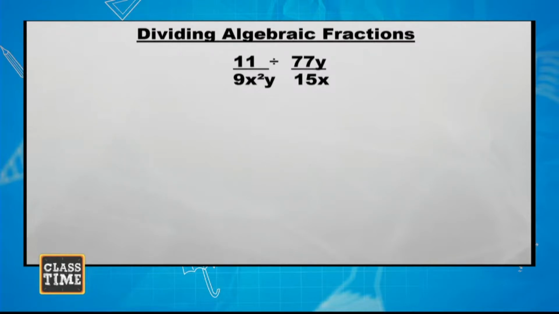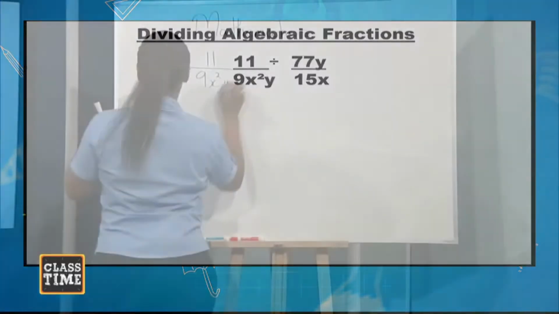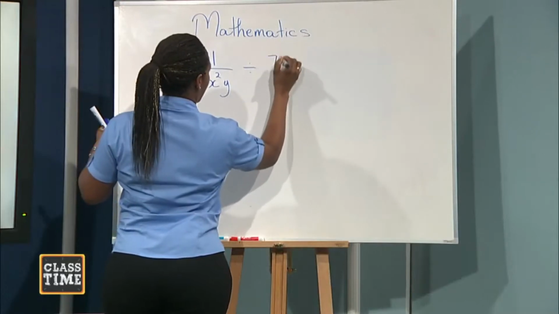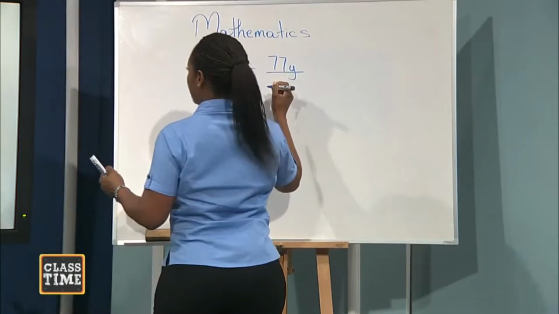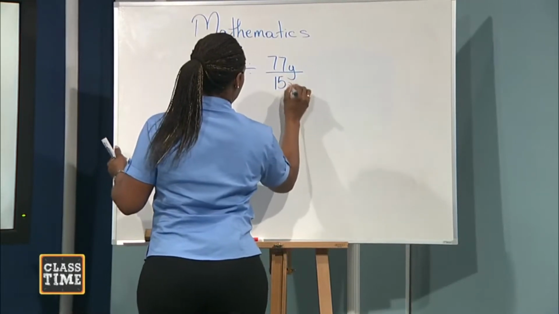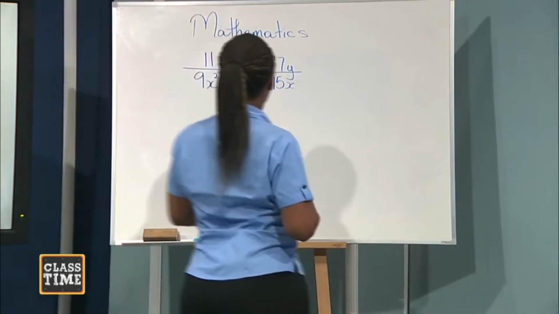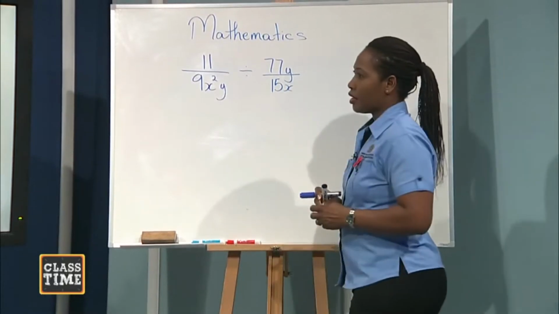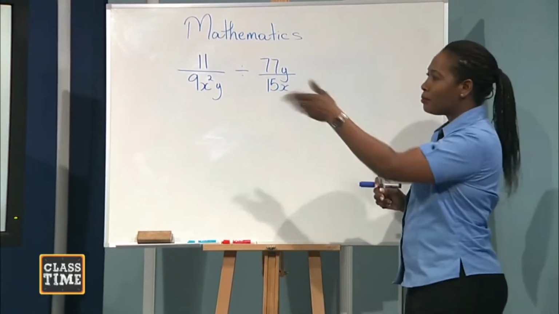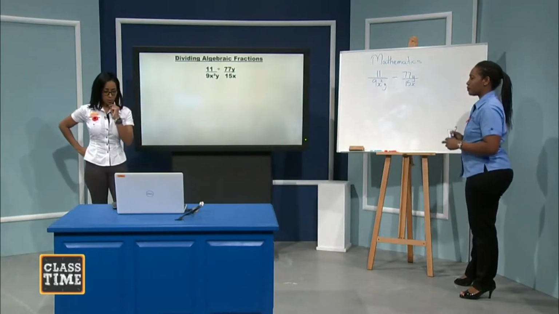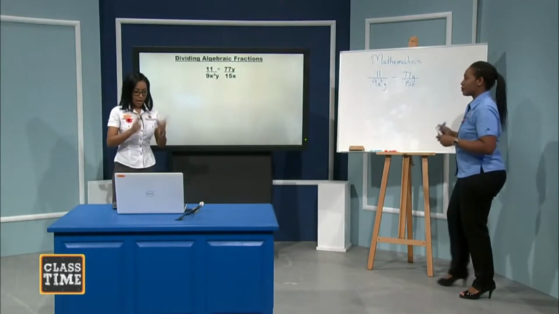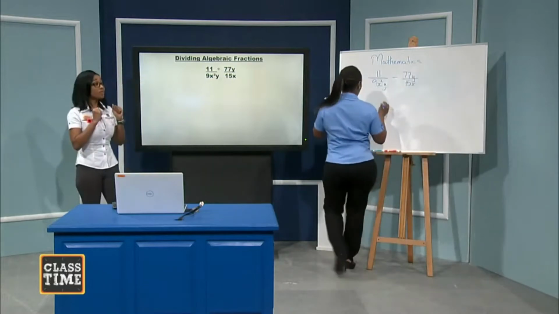So let's go. And again, because Tamika loves the board, she loves to write, Tamika is going to do this one for us. So we have 11 divided by 9x squared y, divided by 77y divided by 15x. All right. What do we know about fractions when we're dividing by fractions? What do we tend to do? I remember that when we are dividing fractions, we multiply by the reciprocal of the divisor.